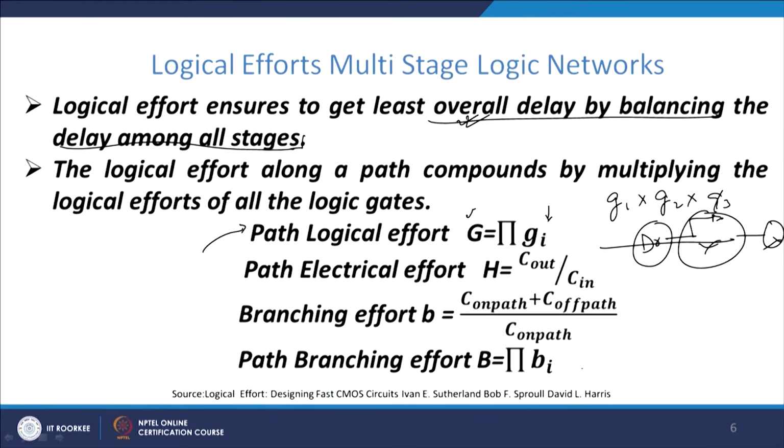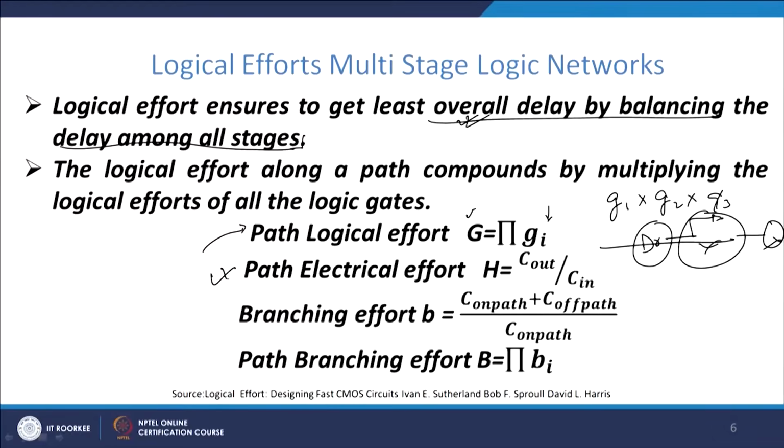Similarly, the path electrical effort H is nothing but C out by C in. C out is the output capacitance at the end of the path, and C in is the input capacitance of the primary input, which is this one, right.